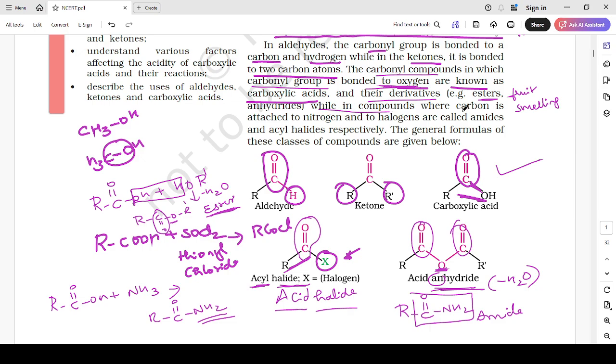While in compounds where the carbonyl carbon is attached to nitrogen, like this, and to halogens, like this, they are called amides and acyl halides respectively. Okay.